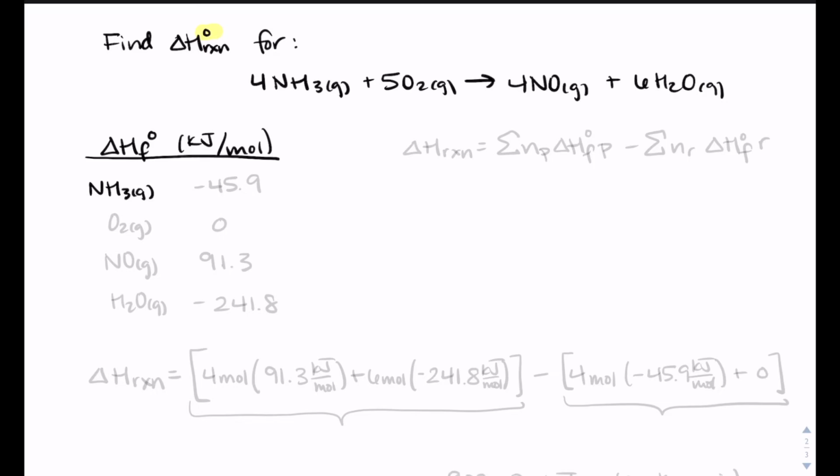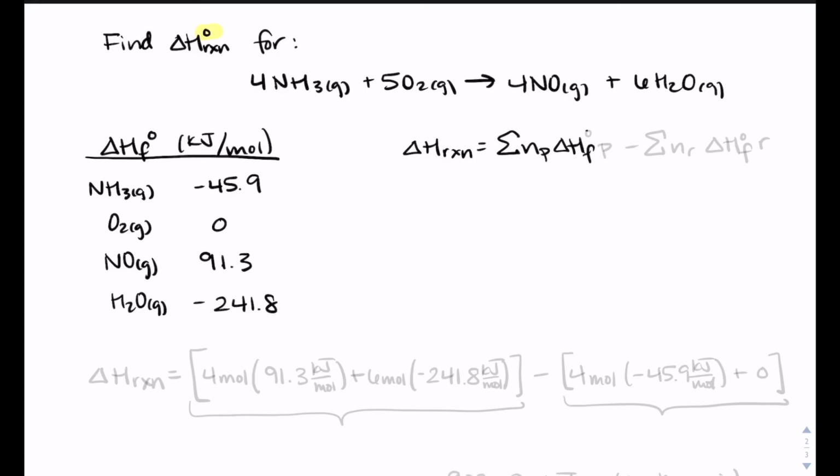The enthalpy of formation for NH3 gas, don't forget to look at the state of the compound that you're looking up, is negative 45.9 in kilojoules per mole. For O2, it's 0. It's the standard state, so that's not surprising. For NO, it's 91.3, and for H2O, it's negative 241.8. Make sure you have the value for H2O gas.